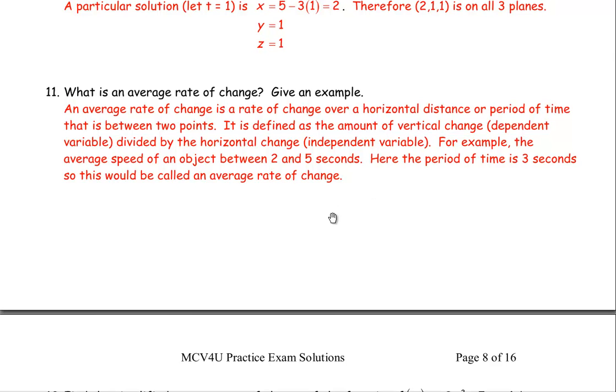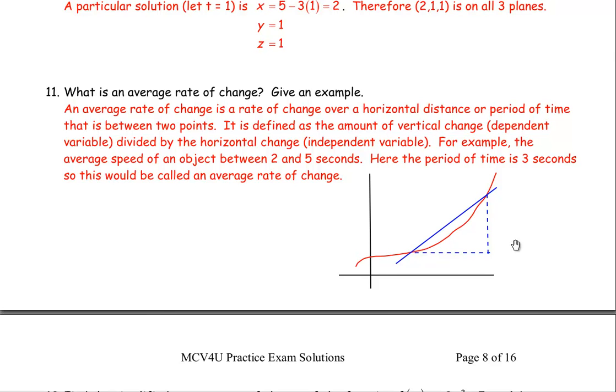For question number 11, the average rate of change, I made a drawing here to assist this explanation. The average rate of change is the rate of change over some horizontal distance or a period of time between 2 points, as opposed to a tangent line that just touches the curve at one place. It is defined as the amount of vertical change, the dependent variable, which would be this amount right here, or the delta y, or the rise, divided by the horizontal change. The horizontal change is this distance here. By the way, this and this are the 2 points that I'm referring to.